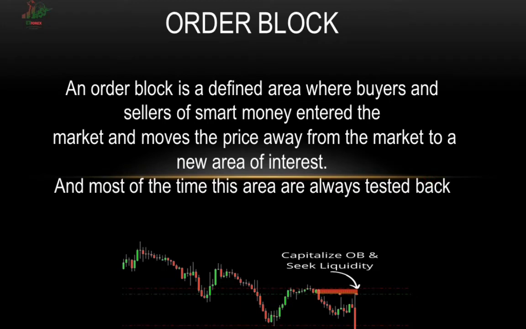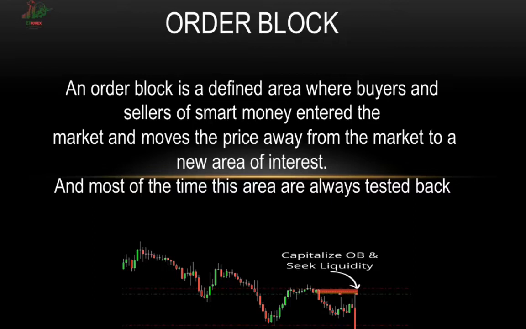Alright, so what is an order block? By definition, an order block is a defined area where buyers and sellers of smart money enter the market and move the price away from the market to a new area of interest. Alright, so quickly I want to explain what smart money is. Smart money is the capital that is being controlled by institutional investors.